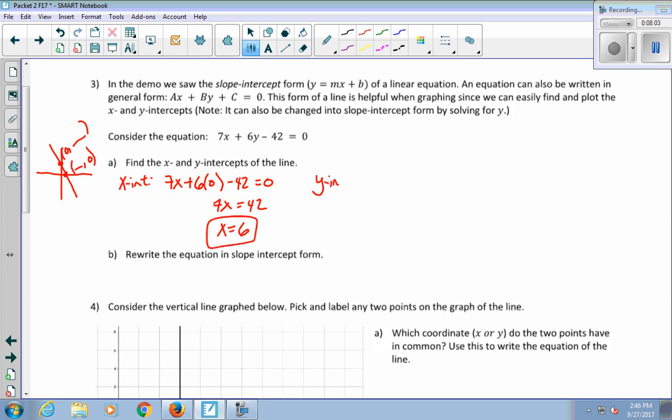To find the y-intercept, anytime you're on the y-axis, your x-coordinate is 0. So I'm going to make the x 0 and solve for the y.